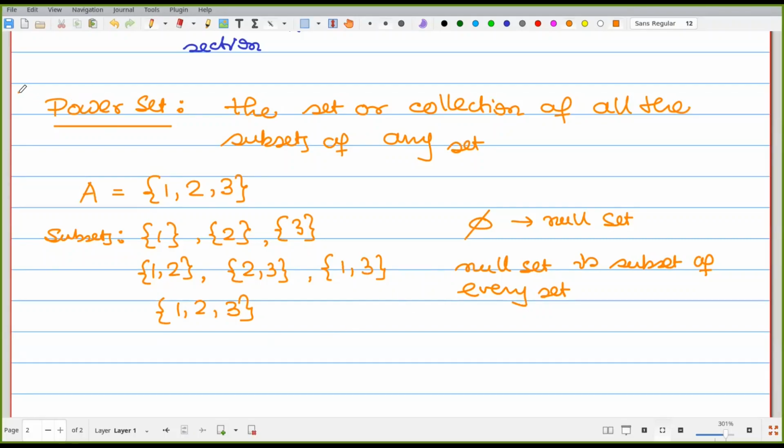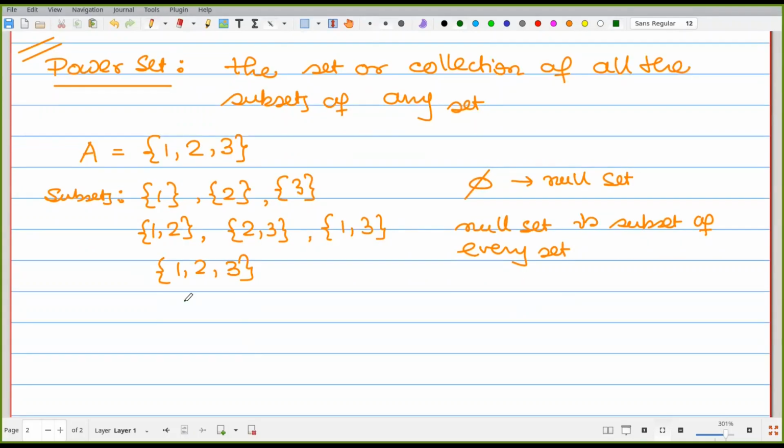So what is the power set? Power set is the set or collection of all the subsets of any set. How many elements are there? Not 3. So n, or number of elements in the set, must be here, that is 3.